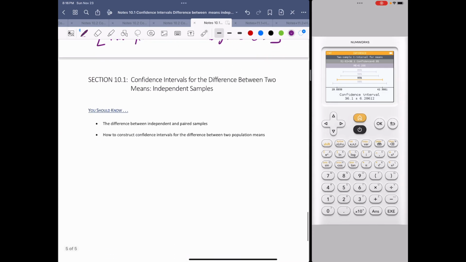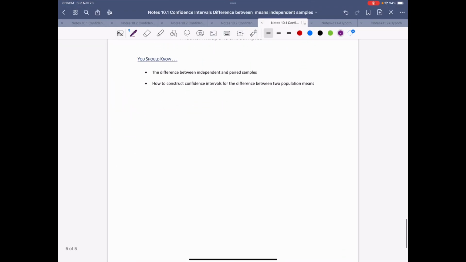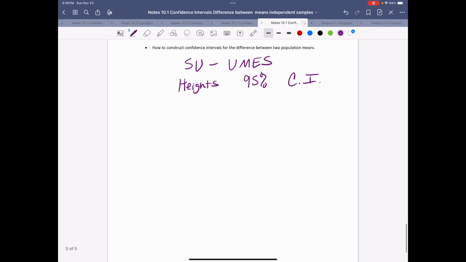What kind of conclusions can I make from these confidence intervals? Now, we're going to pretend this, but I want to show you something. Say that I did a confidence interval for SU minus UMES males, and I did heights, and I did a 95% confidence interval. Now look what I did. I did SU minus UMES, and say that I got this as an answer, 2.5, 3.7. So I got my point estimate. I did my margin of error. This is what I got for my confidence interval.